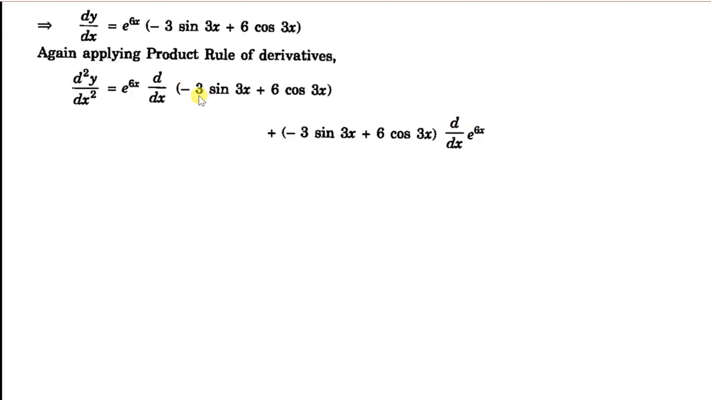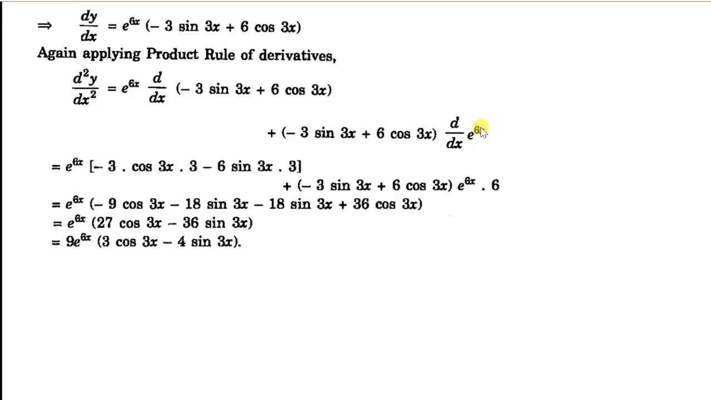Now the derivative of minus 3 sin 3x will be, the derivative of sin is cos, but here we have a function of x, so we have to use chain rule. So its derivative will be minus 3 cos 3x multiplied by the derivative of 3x, which is 3. Similarly, the derivative of 6 cos 3x will be 6 into minus sin 3x multiplied by derivative of 3x, that is 3. And in the next second term, the derivative of e to the power 6x becomes e to the power 6x multiplied by derivative of 6x. We are using chain rule, that is 6.